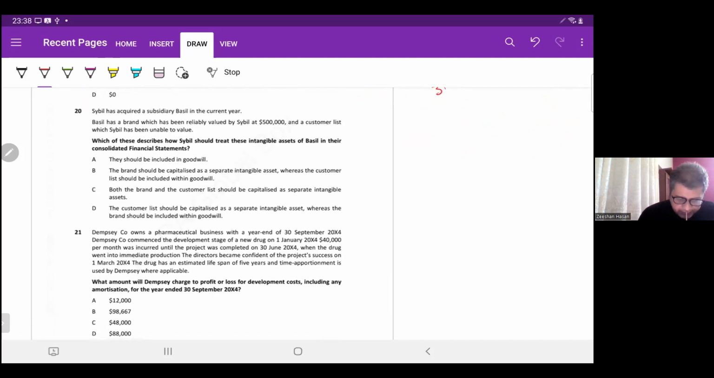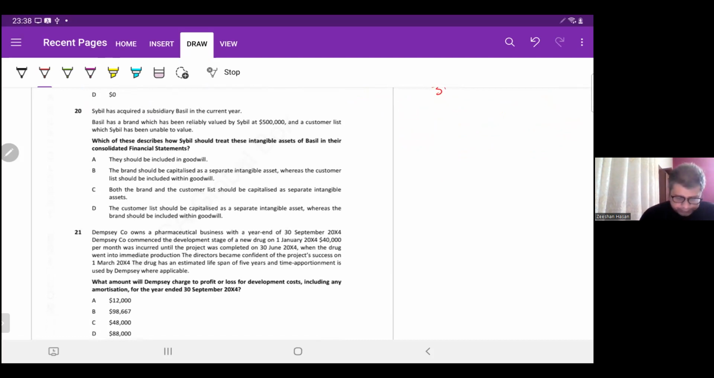CBIL has acquired a subsidiary, Basel, in the current year. Basel has a brand which has been reliably valued by CBIL at 500,000 and a customer list which CBIL has been unable to value. Which of these describes how CBIL should treat these intangible assets of Basel in the consolidated financial statements?